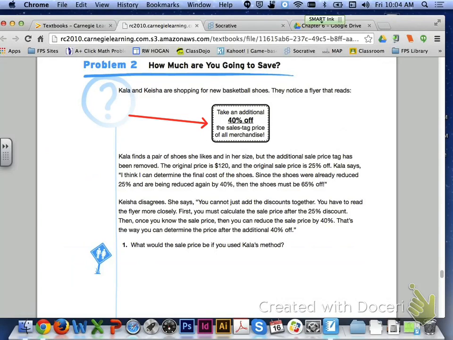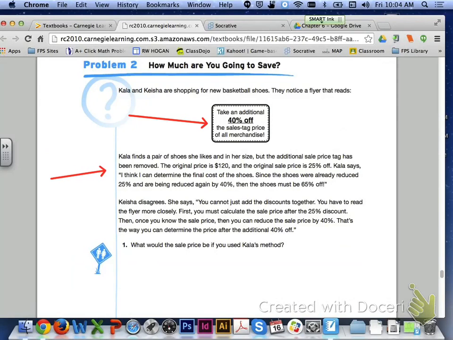Let's take a look at problem 2 on page 447. How much are you going to save? It says Kala and Keisha are shopping for new basketball shoes. They notice a flyer that reads, "Take an additional 40% off the sales tag price of all merchandise."